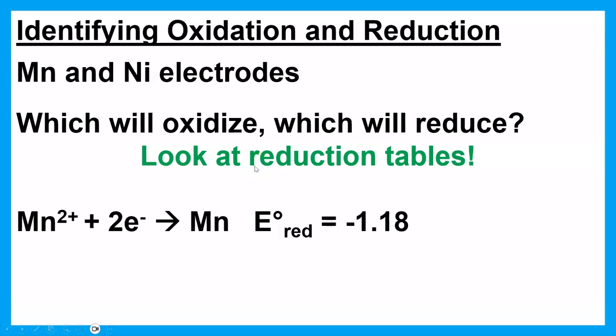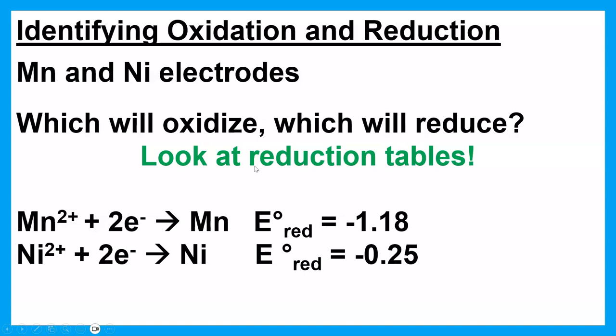So I find manganese, I find nickel, and then I'm looking for the one that is a more positive reduction value. Negative 0.25 is more positive than negative 1.18. So nickel will be the one that's reduced. Nickel is going to be gaining electrons when my cell is working. Manganese is going to be the metal getting rid of the electrons. It's going to be supplying those electrons.